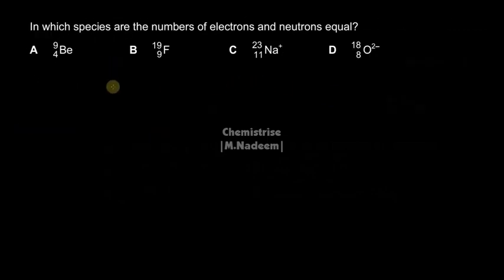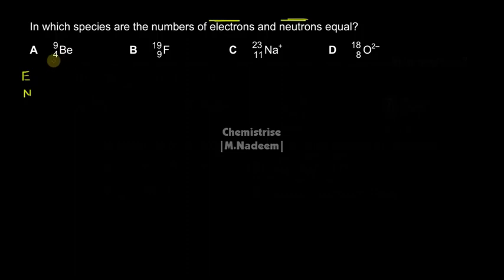So the next question, in which species are the number of electrons and neutrons equal? So we have to find the electrons and neutrons. So let's see how many electrons and neutrons we have in all these.